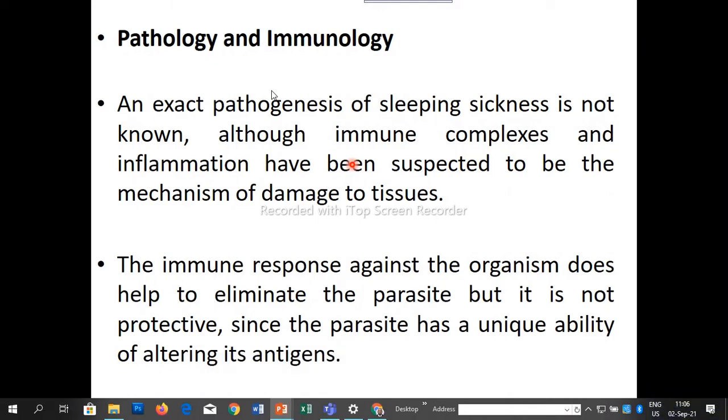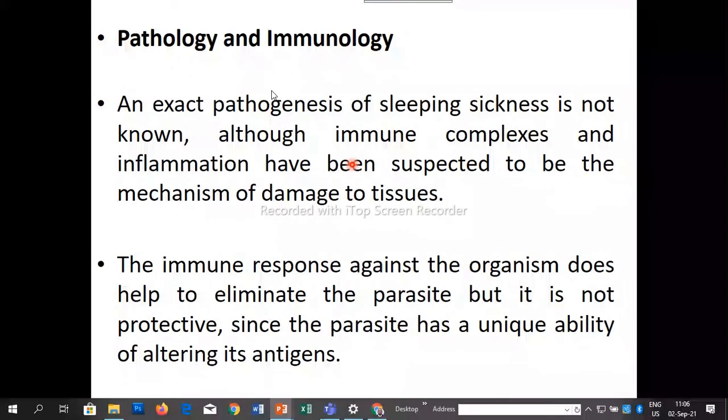The immune response against the organism does help to eliminate the parasite, but is not protective since the parasite has a unique ability of altering its surface antigen. This is the ability of the parasite to change their surface antigen so that they confuse the immune system.